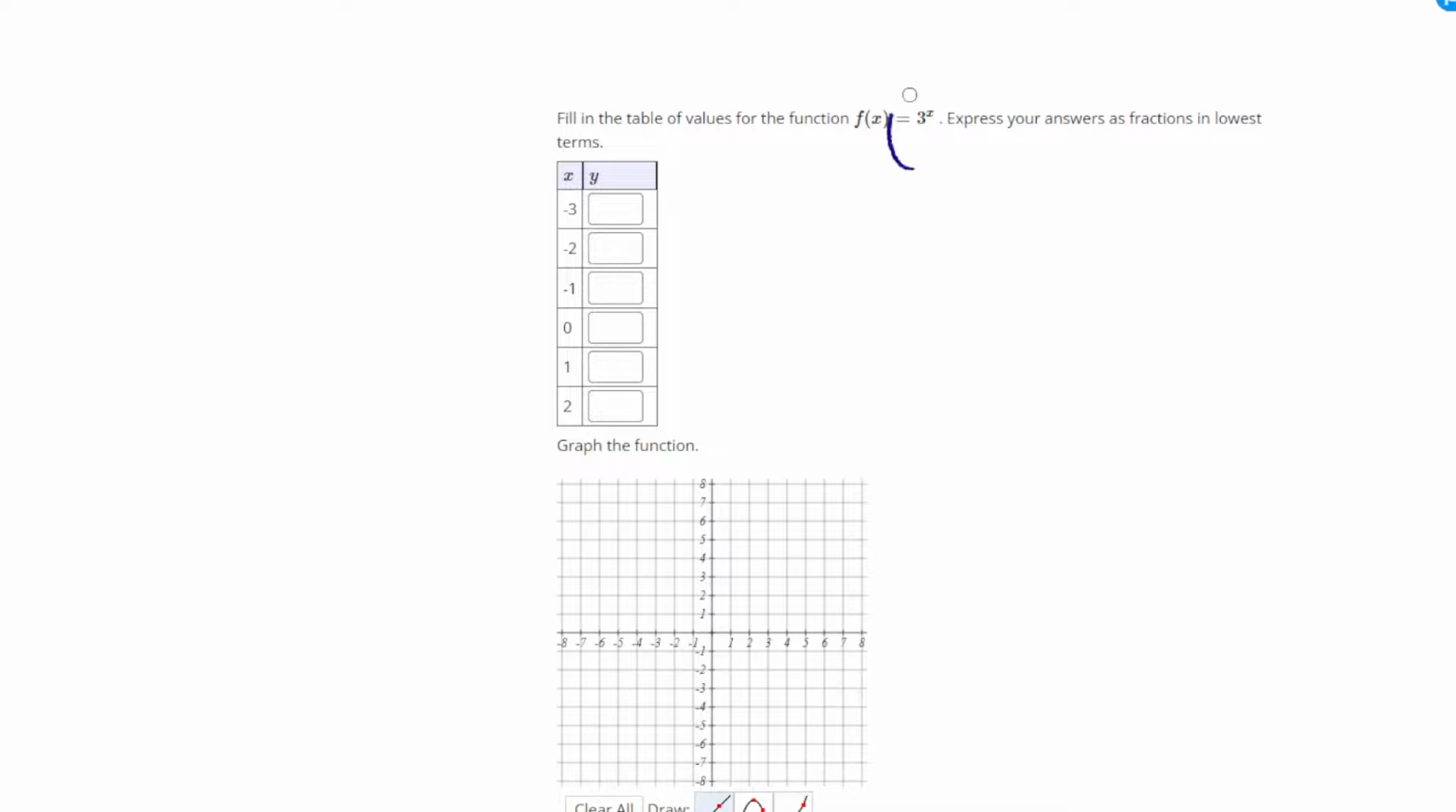So we're just going to plug things in. When this equals -3, we have 3 to the -3, which turns into 1 over 3 to the 3, which turns into 1 over 27. So 1 over 27. The -2 turns into 3 to the -2, which is 1 over 9. Then 1 over 3, 1, 3, 9.